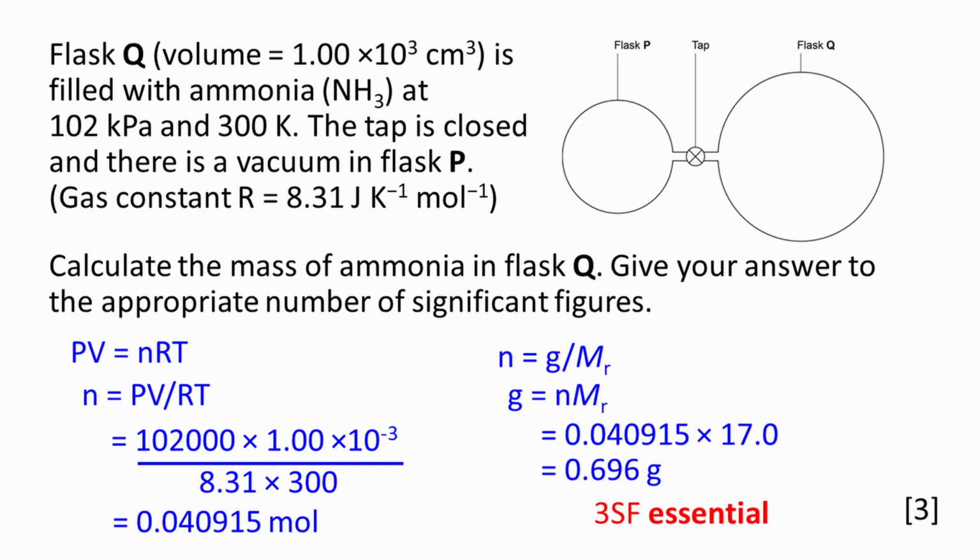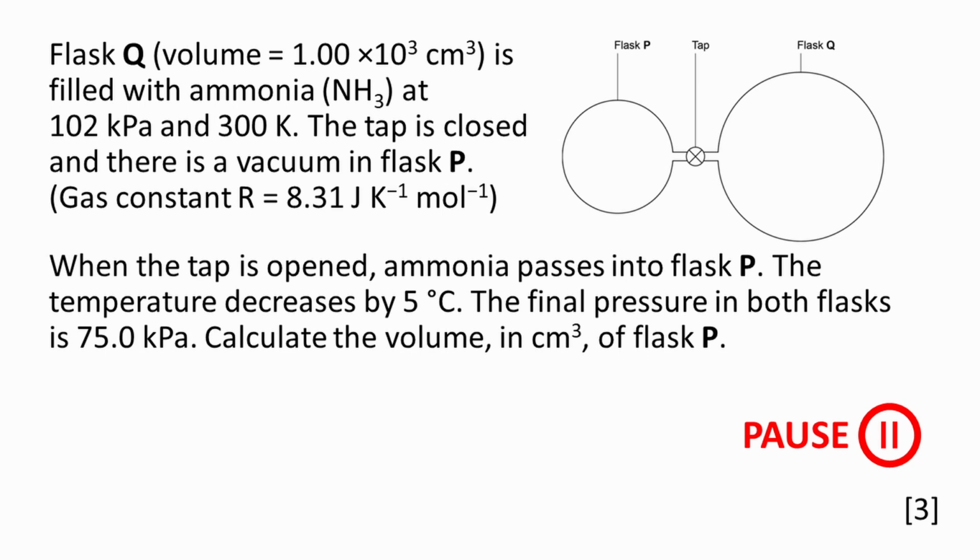The data in the question is given to 3 significant figures, so the final answer must also be given to 3 significant figures. Here's the next part of the question. When the tap is opened, ammonia passes into flask P. The temperature decreases by 5 degrees Celsius. The final pressure in both flasks is 75.0 kilopascals. Calculate the volume in centimeters cubed of flask P.